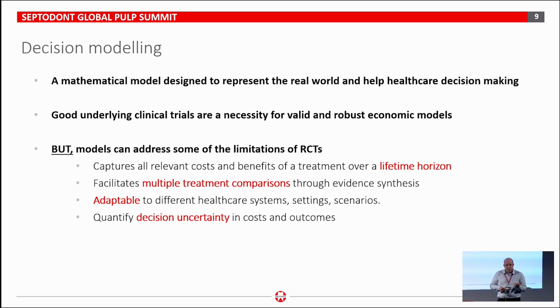They facilitate multiple treatment comparisons, so we can use evidence synthesis, systematic reviews of all the available evidence to understand what the most optimal pathway of care actually is. They're adaptable to different settings, so we could run a decision model for France, one for the UK, one for anywhere in the world. And importantly, we can quantify the remaining uncertainty, so we can understand better what we don't actually know in terms of longer-term outcomes.